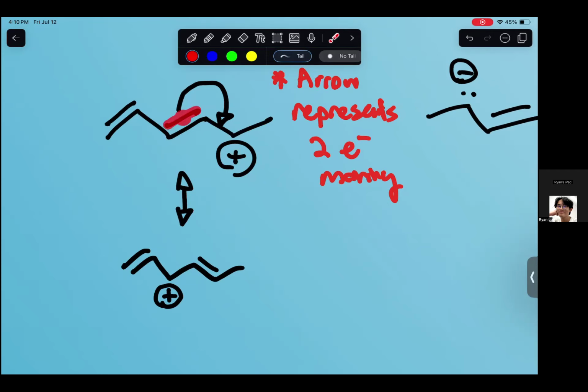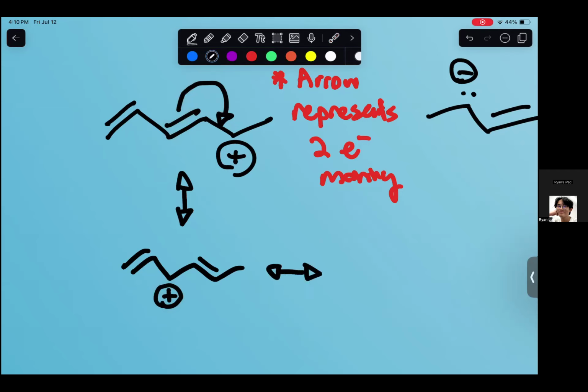But you take this bond right here, you move this onto here, and you end up moving the plus charge from here to here. That makes sense, right? Because now this carbon right here that was originally neutral, the bond that was keeping this carbon neutral has moved on to here. And now you have this plus charge right here. Hopefully that's starting to make sense to you.